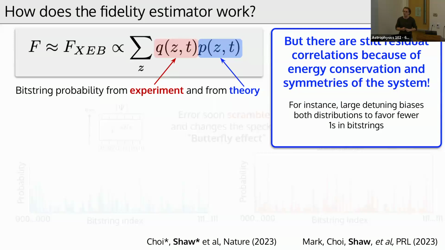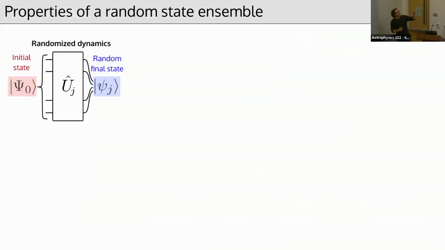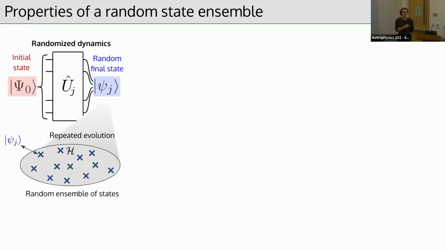Why is it that randomness is important for us here? We're going to consider some randomized dynamics where we take some initial state, then apply some randomized dynamics, random unitary circuits for instance, and that outputs some random final state. If we repeat this many times for different choices of randomization, and look at how these states scatter across our Hilbert space, they'll be distributed roughly uniformly across the Hilbert space.